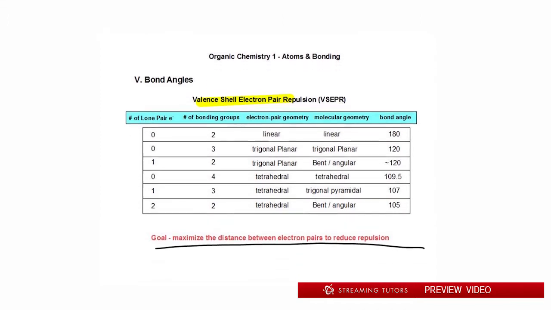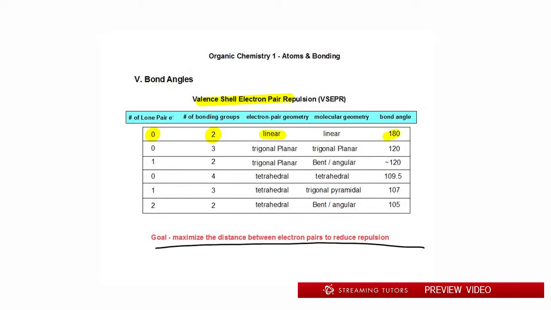All right, so here's our little trend. If we have, let's say, no lone pairs and we have two coordinates around it, two bonding groups, then it's linear, like I just showed you. A straight line is the best way to separate everything away from each other, 180 degrees. Now, you might say, well, what's the difference between electron pair geometry and molecular geometry? I'll show you that in just a moment.